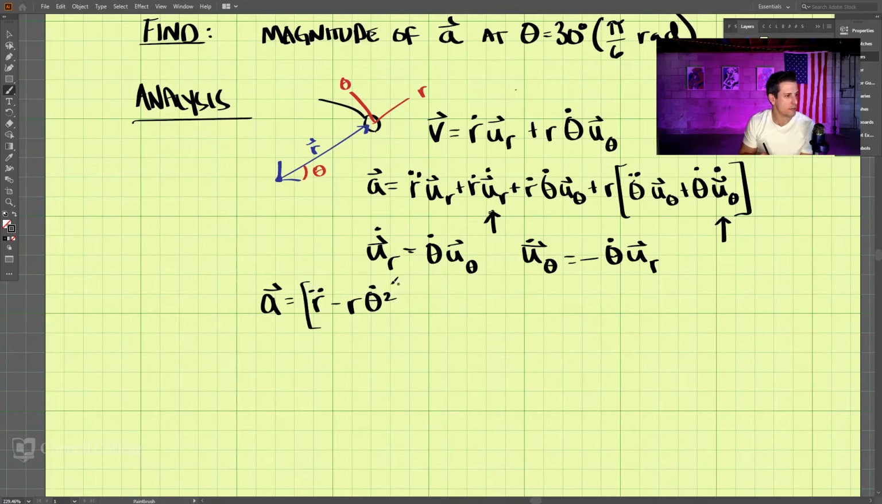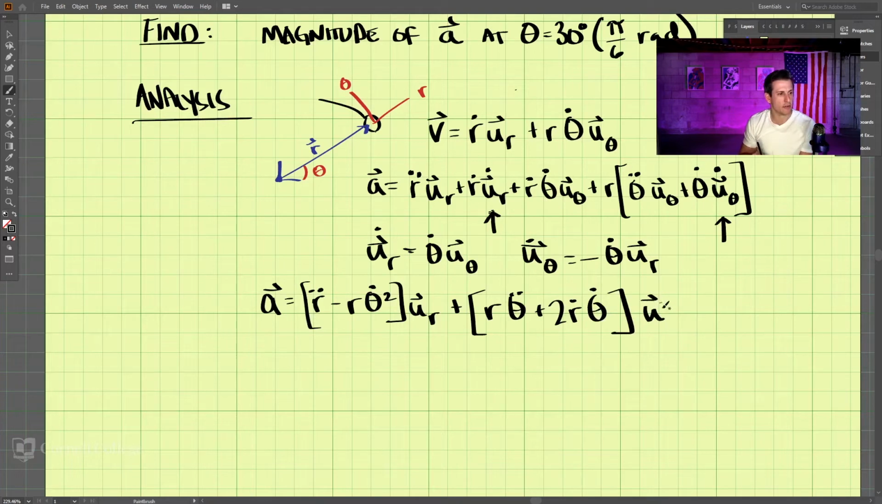And that's the term in the radial direction, so we multiply that by the unit vector in the radial direction. And then we have the transverse direction, which comes out to be r theta double dot plus 2 r dot theta dot. All right, and let's make sure the unit vector is there in the transverse direction. So this is the solution of the acceleration vector.